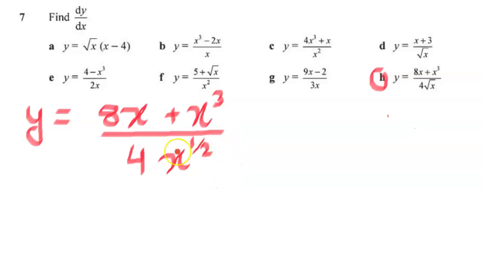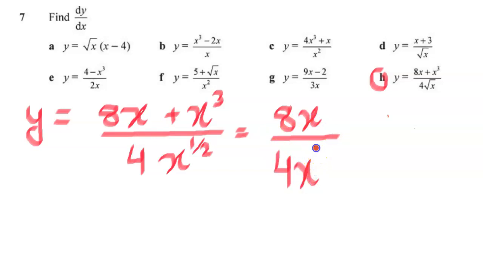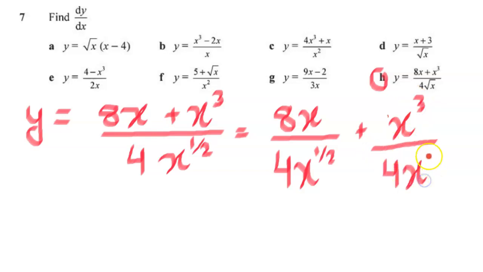Now then I'm going to do is, because at the denominator there is only one term, I'm going to divide the numerator with each of them. So I can rewrite this thing as 8x divided by 4x to the power half, and then plus x cube divided by 4x to the power half. I divide both of them.